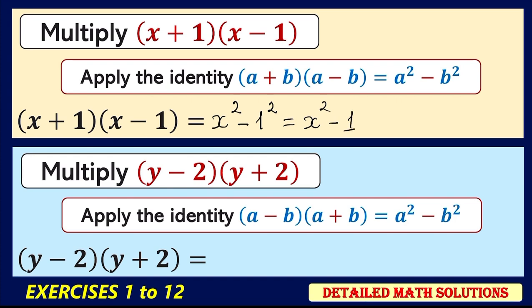For the next exercise, I'm going to multiply y minus 2 in parentheses by y plus 2 in parentheses. For that, I'm going to use the identity a minus b in parentheses multiplied by a plus b in parentheses, which equals a squared minus b squared. When I apply it, this equals y squared minus 2 squared, or this equals y squared minus 4.